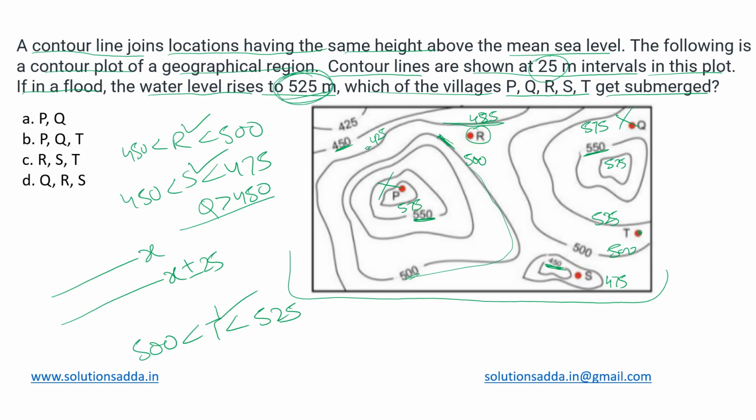Hence the villages which are at the verge of submergence during this 525 meters of water level would be R, S and T. That is represented in this option C. So we would go with that. So option C would be the answer.